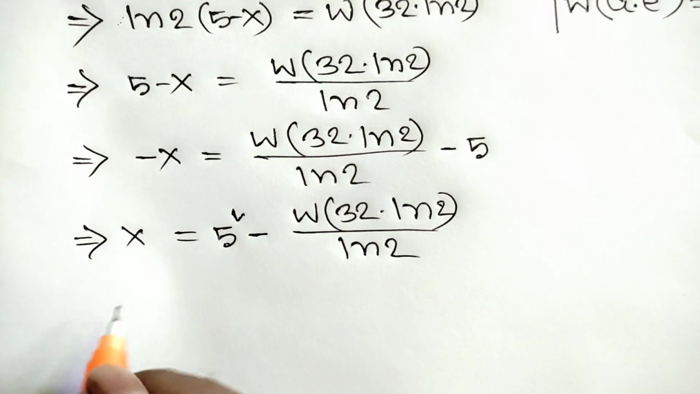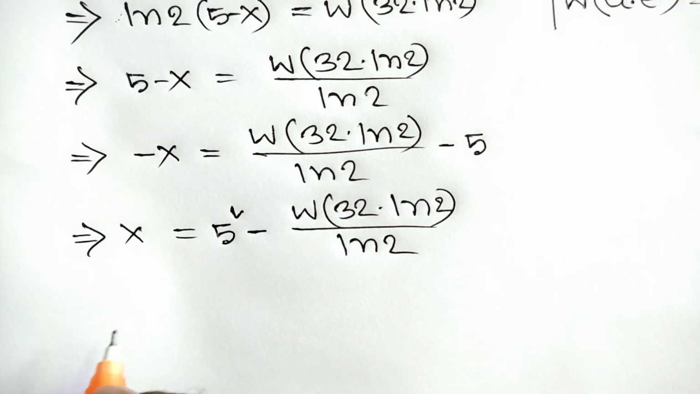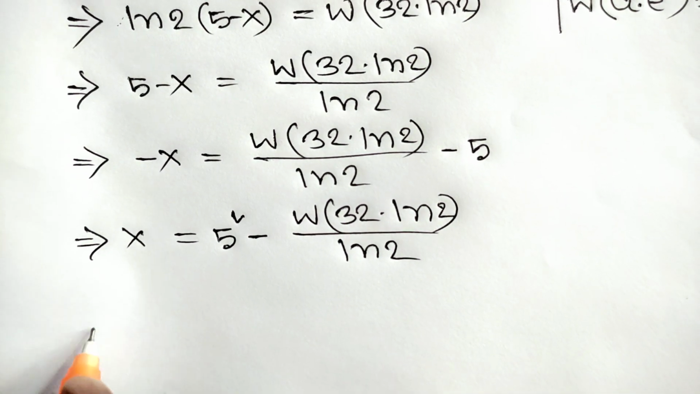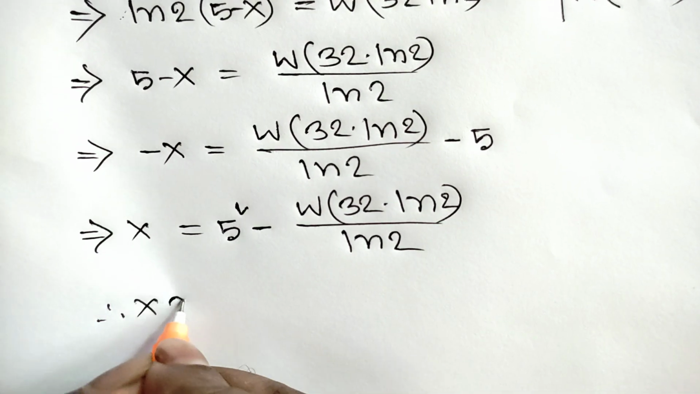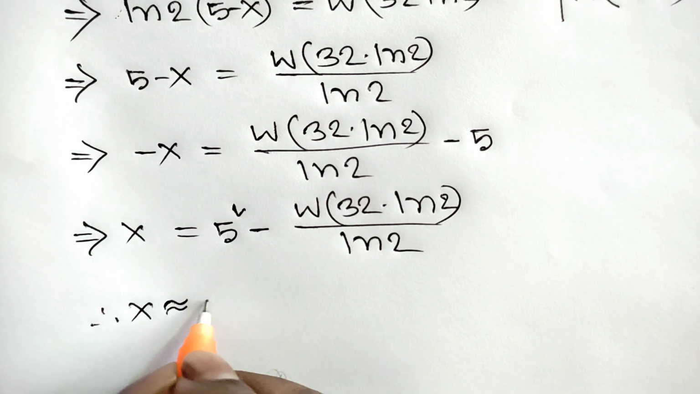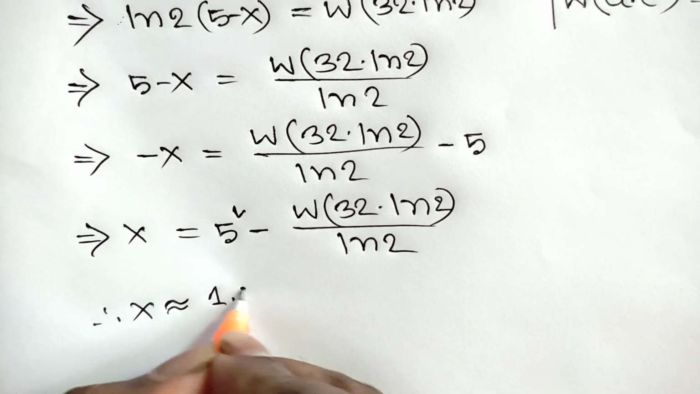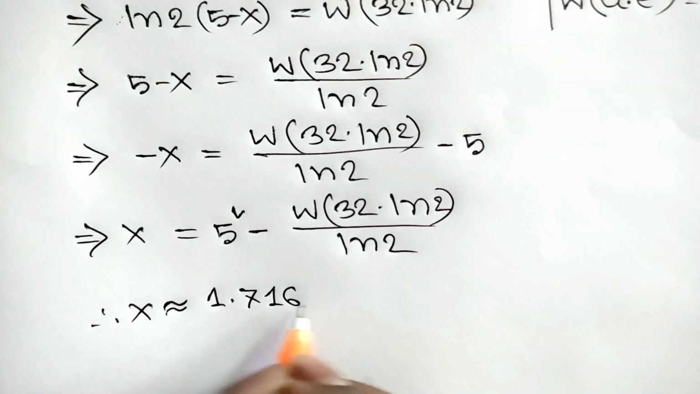And here we can use a calculator. So the approximate value of x is 1.716.